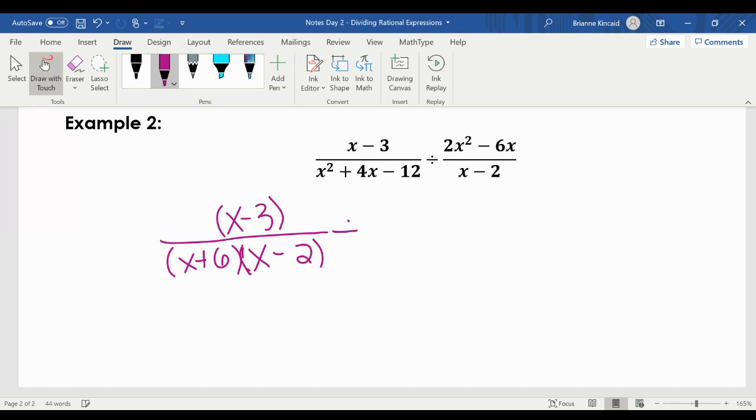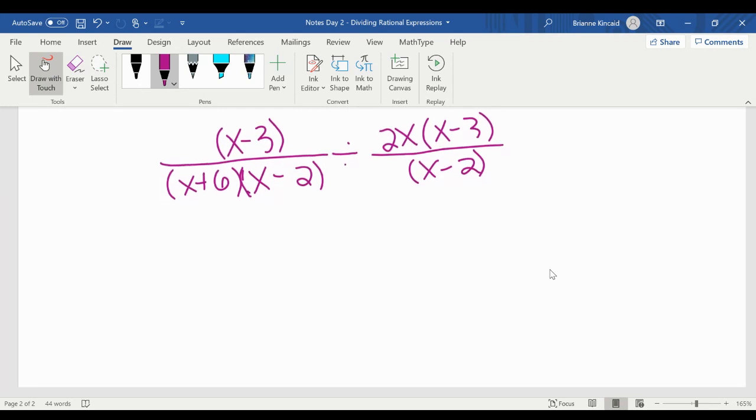In my second fraction, I have a GCF in the numerator of 2x. That leaves me with 2x times x minus 3, and the denominator stays the same, x minus 2. When it's division, we keep, change, flip. I keep the first fraction.